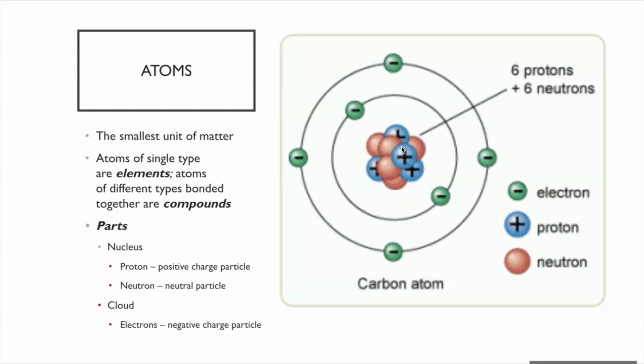And as you can see, the protons have a positive charge. Neutrons, they don't have any charge in the middle. And electrons are surrounding it. Protons equal the number of electrons, except in ions. But this is not an ion, this is just an element currently.